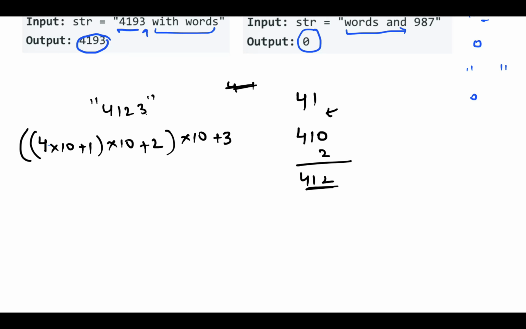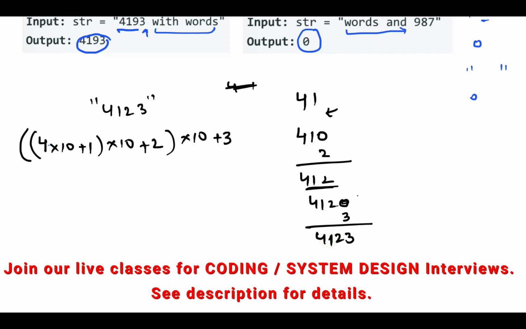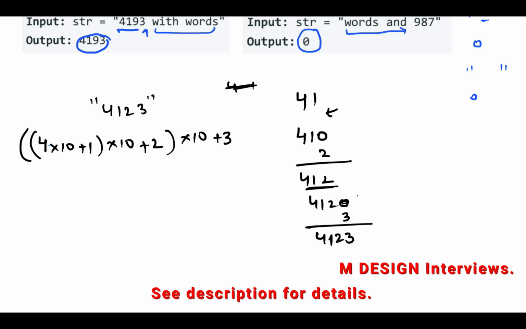Once it becomes 412, then if we want to add 3 at the end, we again multiply this number with 10, which means that we are shifting it toward the left hand side, and the number will become 4120. And again we will add the new incoming digit, which is 3. So the number will become 4123. This is the crux of the algorithm that we will be following.